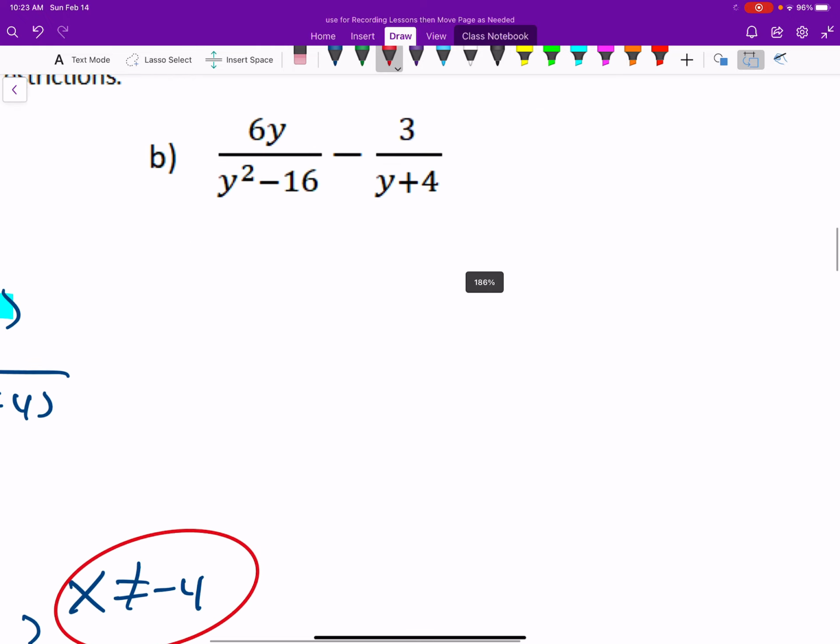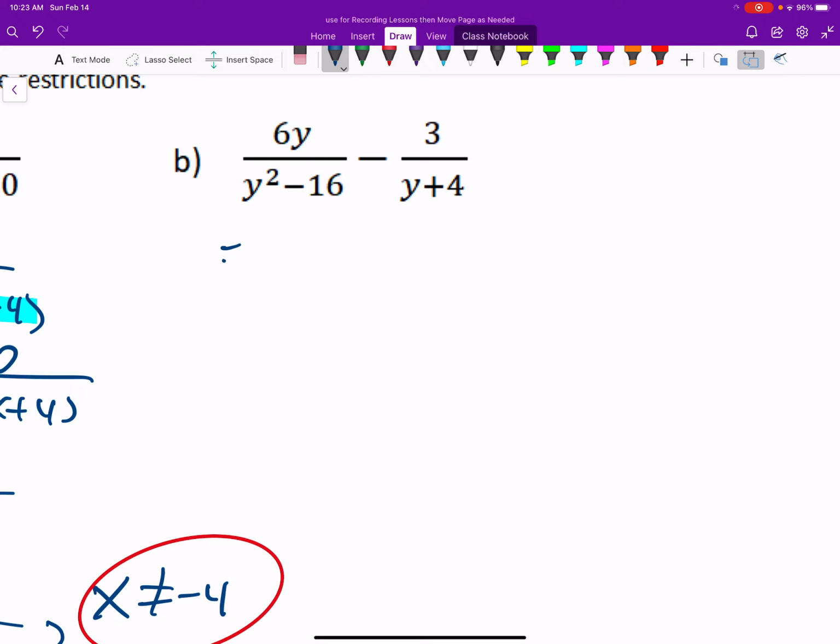For part B, again, factor the denominator first. So y minus 4 times y plus 4.